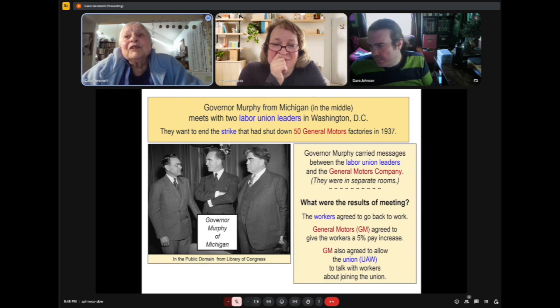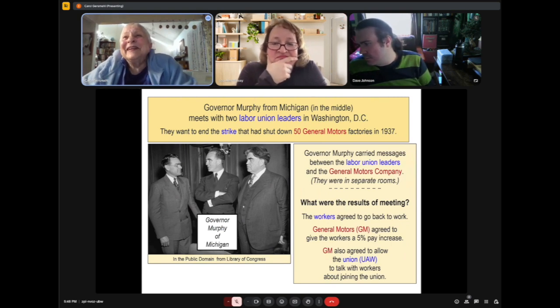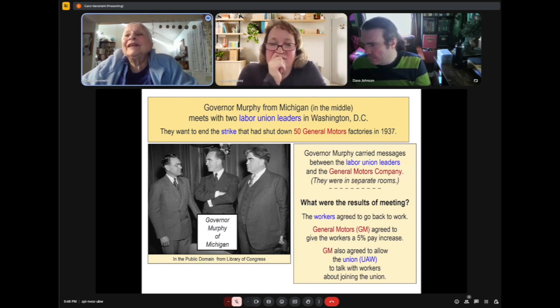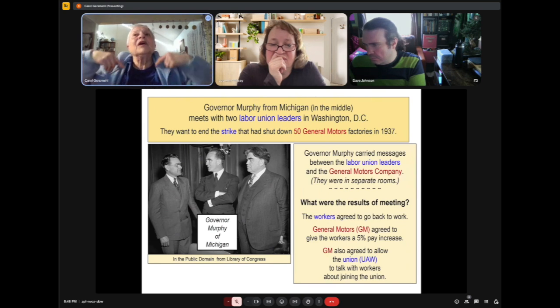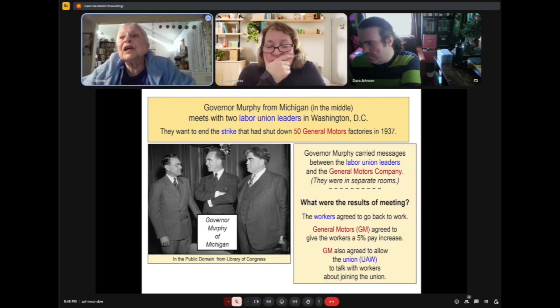They really wanted to end the strike. Governor Murphy went back and forth between the two rooms. And what were the results? The workers agreed in Flint to go back to work. That meant workers in 50 other factories would be able to go back to work.